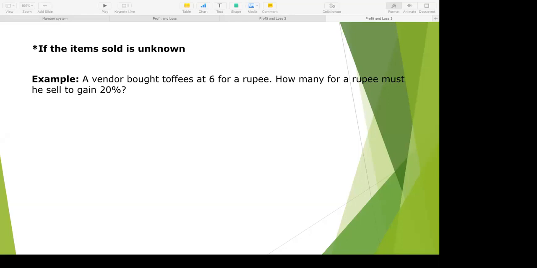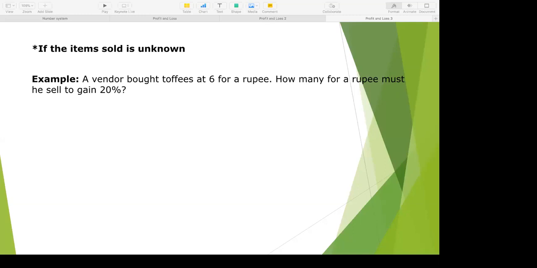I hope you must have got the solution. The number of items bought is 6. Now the question is asking, for the same price, how many toffees should he sell to gain 20%? So what is the catch here? The catch is that he bought the toffees for 1 rupee and he's going to sell the toffees again for 1 rupee. So the cost price and the selling price are the same.